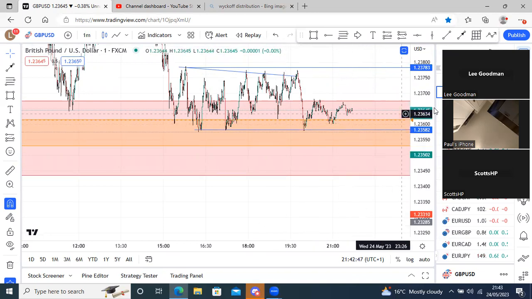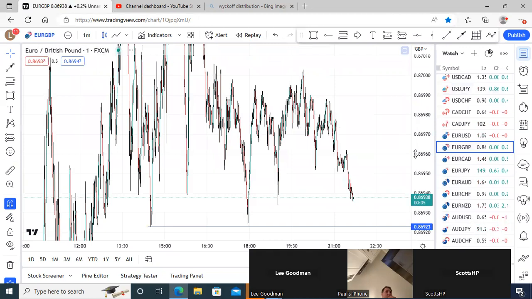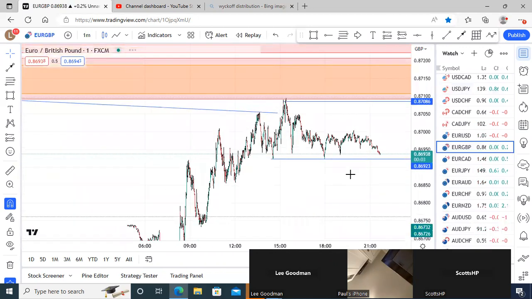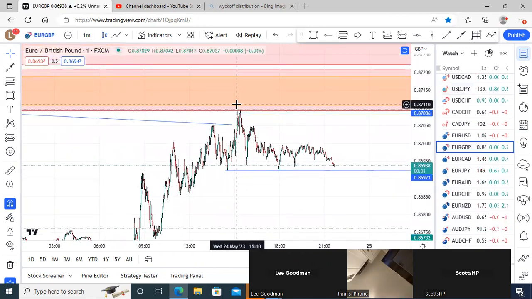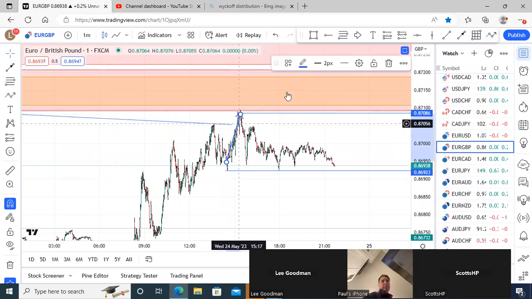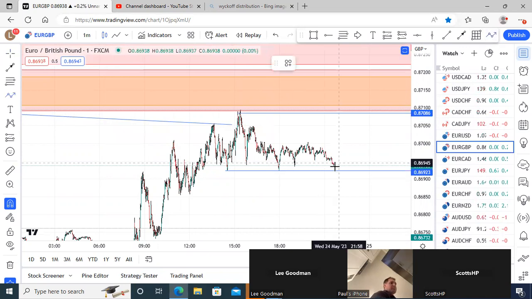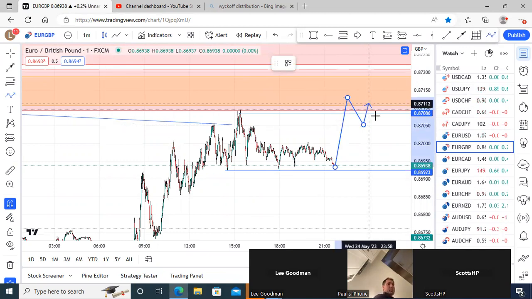So yeah, that's currently GU, what I'm looking at. I've got Euro GBP, that's fairly similar. I'm waiting for it to tap into this orange box. Again, it's just got range down from the high. Hopefully tomorrow I get some of that, and then I'm going to break the structure of some sorts.